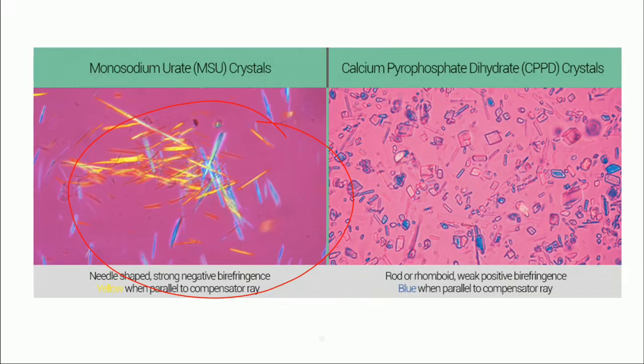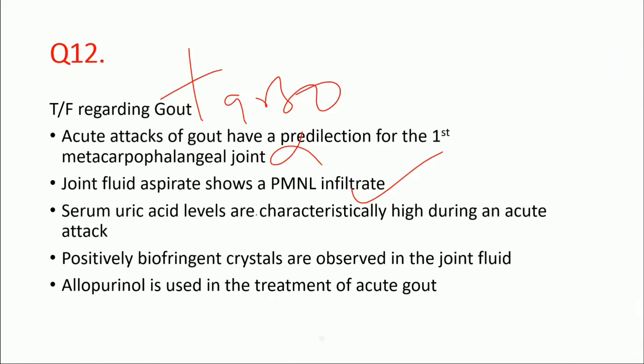So this rhomboid positively birefringent crystal is seen in pseudogout or calcium pyrophosphate disease. So that is how you diagnose gout, right? Remember, the uric acid level can be normal or low in an acute flare, right?